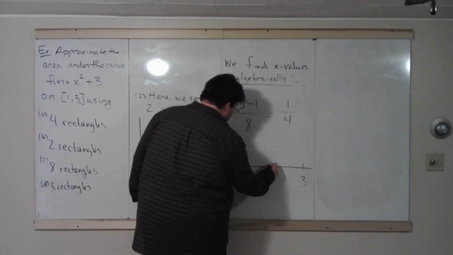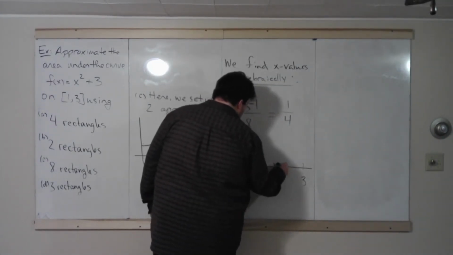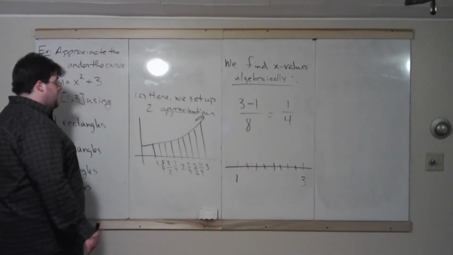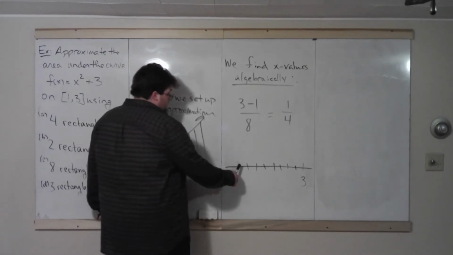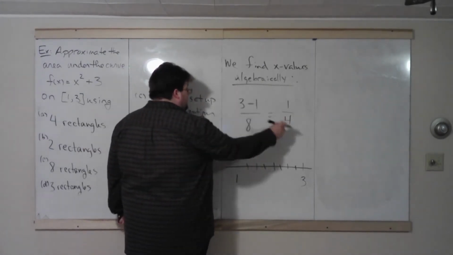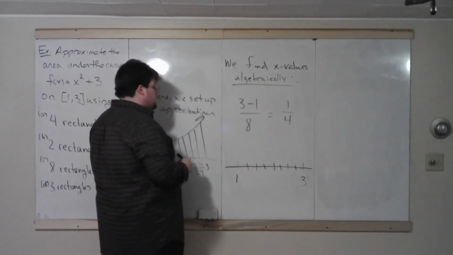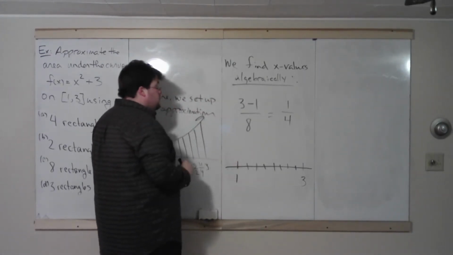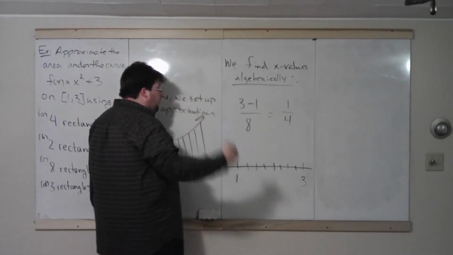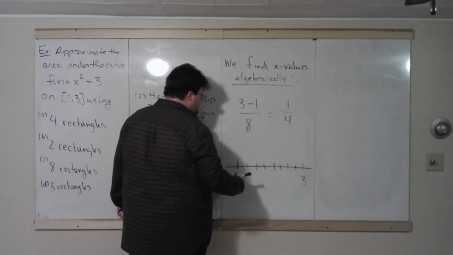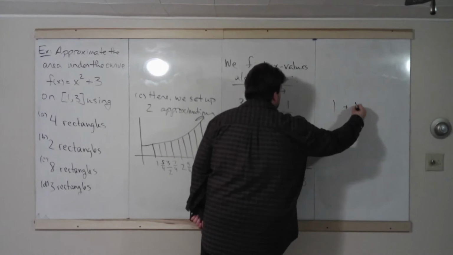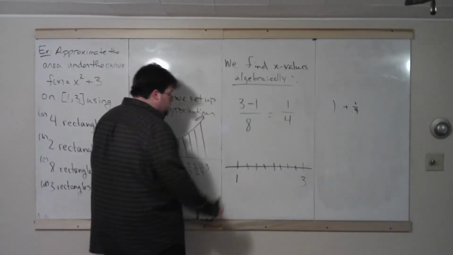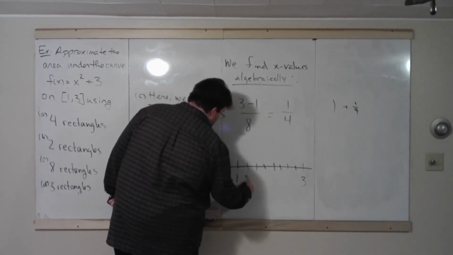Well, first I'm going to divide it into 8 pieces. So I'm going to put 7 lines. How do we find those x values? Well, each subinterval has length 1/4. First x value is 1. So the second x value is 1 plus 1/4. What is that? Well, 4 quarters plus 1/4 gives us 5 quarters.